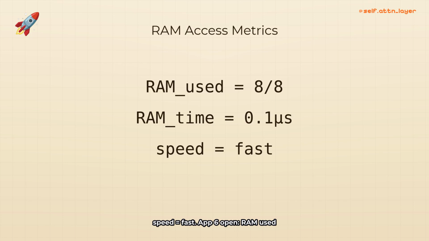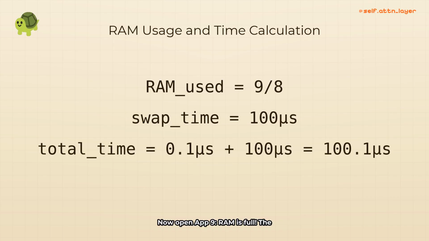App 6 open, RAM used equals 6/8, speed equals fast. App 7 open, RAM used equals 7/8, speed equals fast. App 8 open, RAM used equals 8/8, full, but speed is still fast because no swaps yet. Now open App 9, RAM is full. The computer swaps the oldest app's data to the SSD and loads App 9.